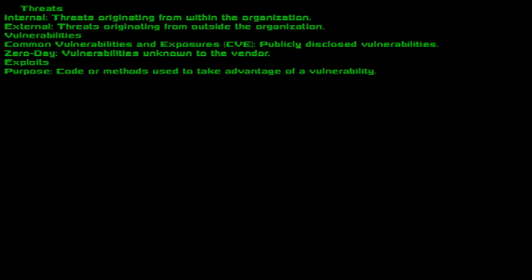Threats. Internal: threats originating from within the organization. External: threats originating from outside the organization. Vulnerabilities. Common Vulnerabilities and Exposures, CVE: publicly disclosed vulnerabilities. Zero-day: vulnerabilities unknown to the vendor. Exploits. Purpose: code or methods used to take advantage of a vulnerability.